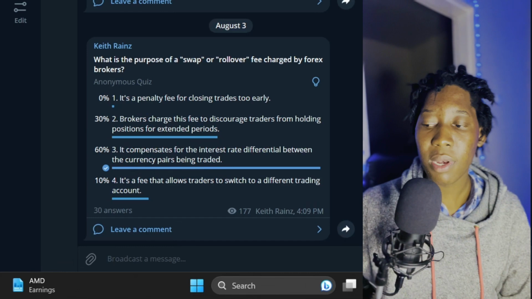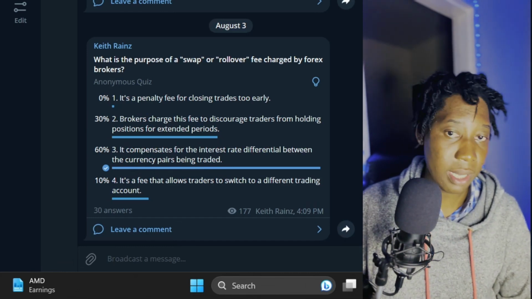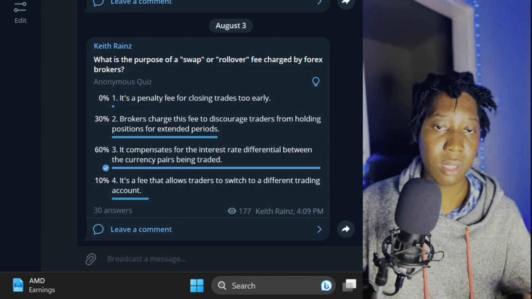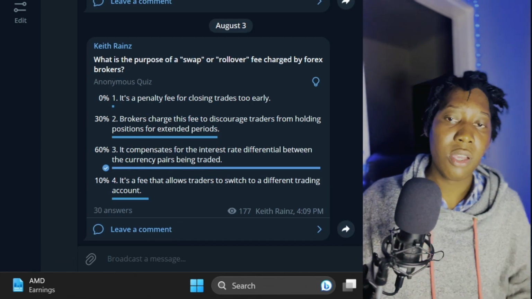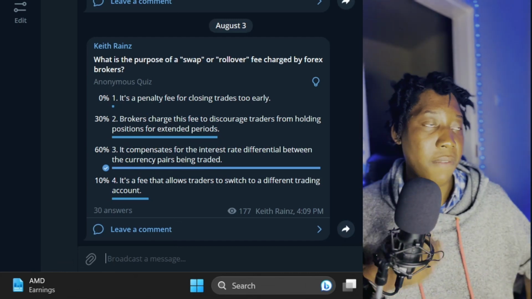So first of all, you need to understand what a swap fee or rollover fee is to understand what the purpose is. So what is a swap fee? A swap fee is a fee that you actually pay, especially if you're a swing trader. So who is a swing trader? A person who trades and holds trades for days, weeks, or even months.